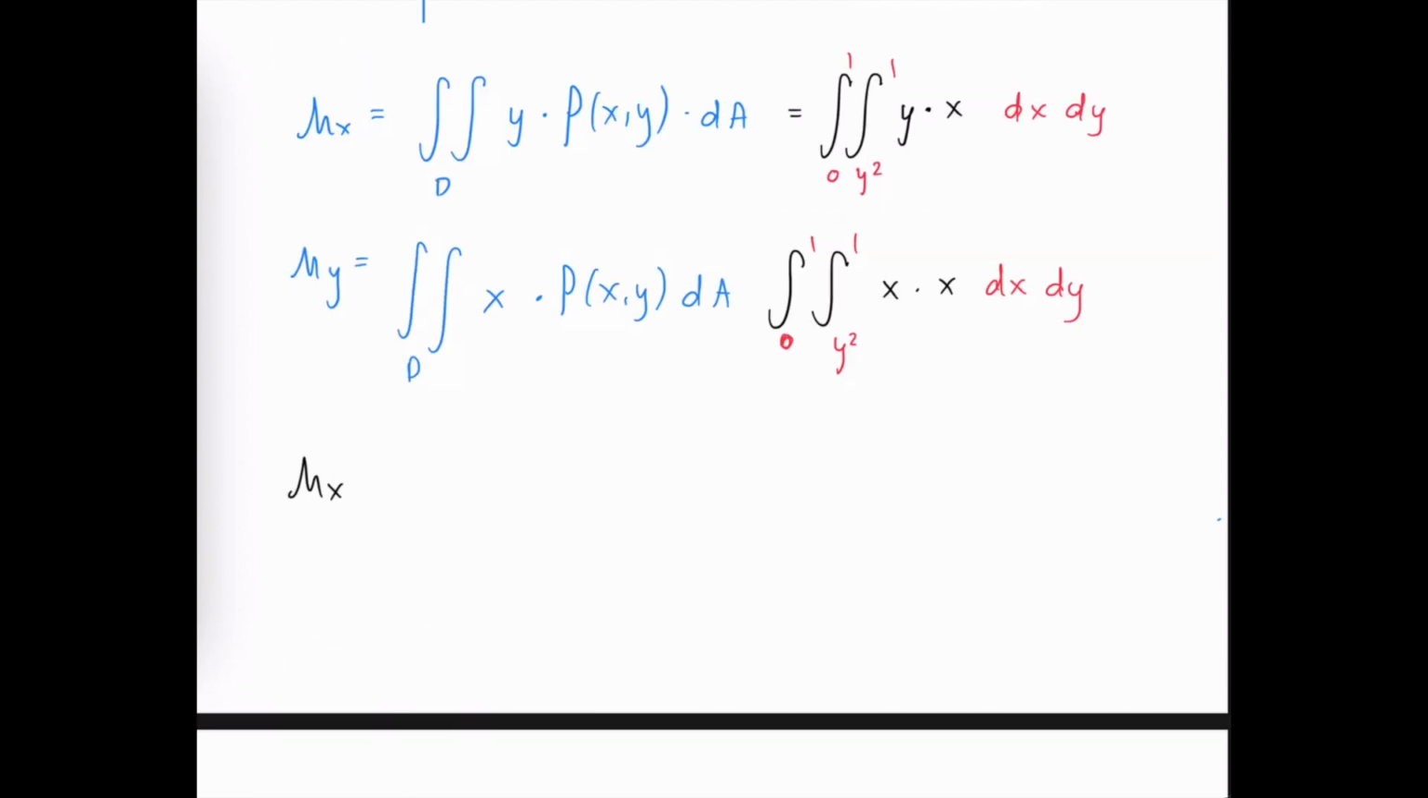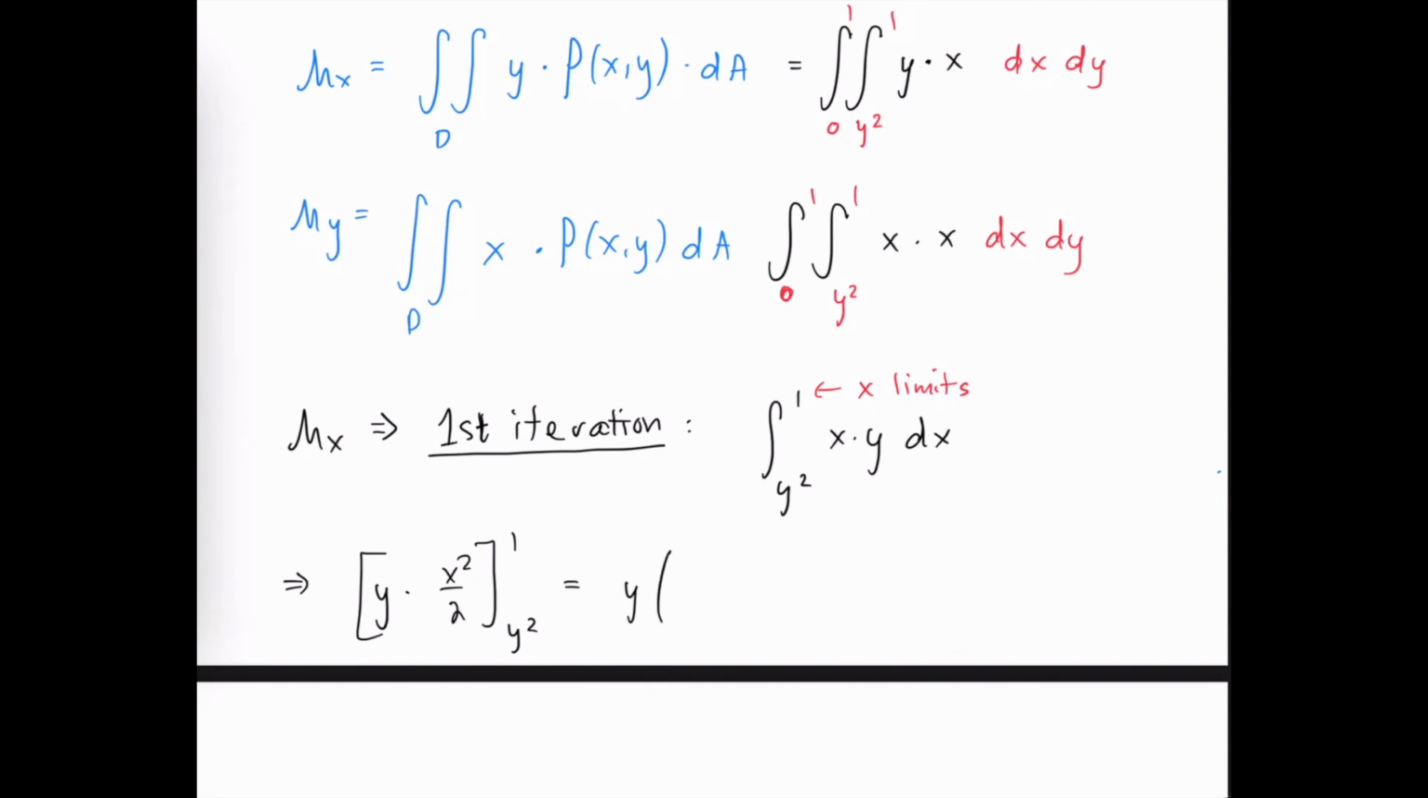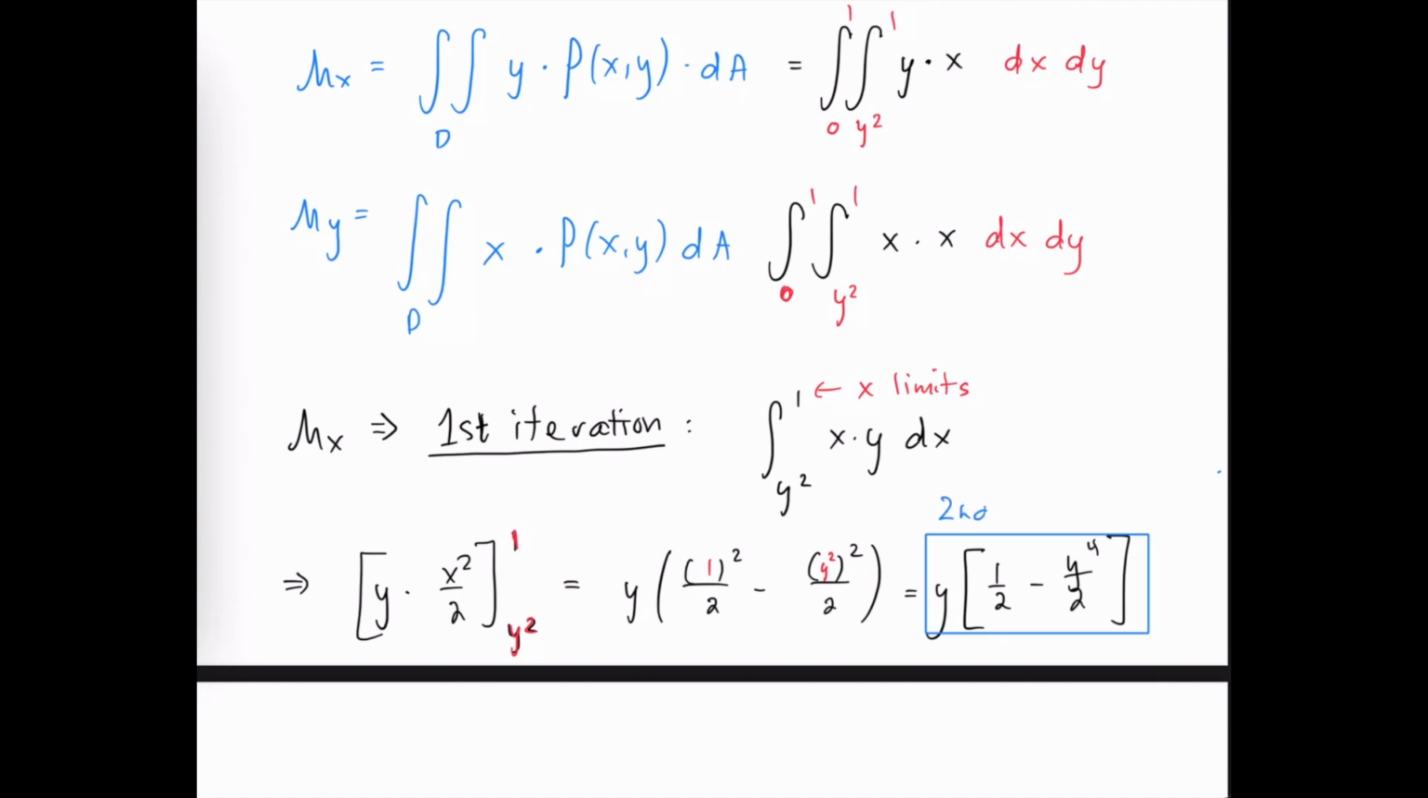So let's begin with the moment about the x-axis, looking at that first iteration, which is the integral from y squared to 1 of x times y dx. So again, with respect to x, these are x limits, and the antiderivative is going to be this constant multiple times x squared over 2, with the limits y squared to 1. This y is the constant multiple, and the limits get plugged in for x. So the upper limit of 1 is going to be plugged into the antiderivative, and then the lower limit of y squared gets plugged in to give us y times 1/2 minus y to the 4th over 2, which is the integrand for the second iteration.